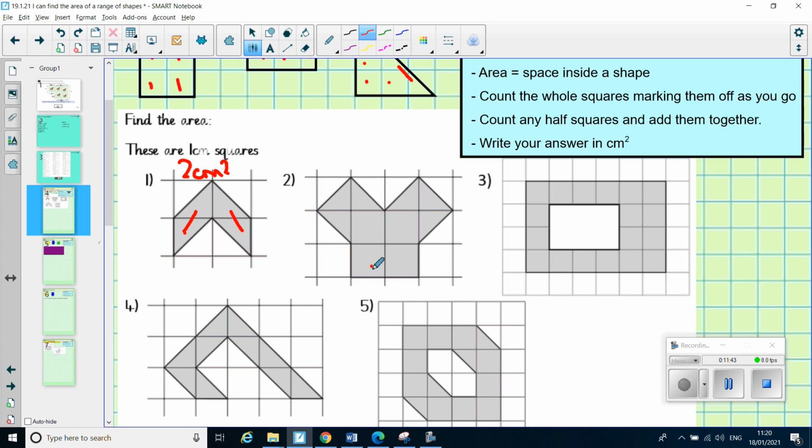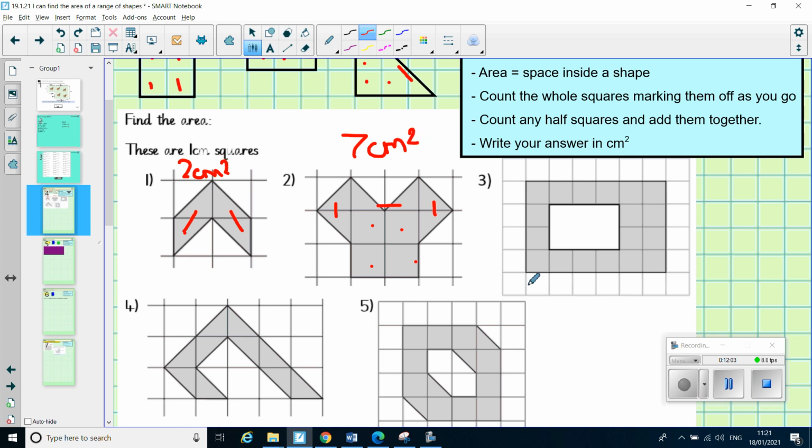Number 2, I've got 1, 2, 3, 4 whole ones, plus 2 halves, which make 5 whole ones, plus another 2 halves, which make 6 whole ones, plus another 2 halves, which make 7 whole ones. So I've got 7 centimetres squared.